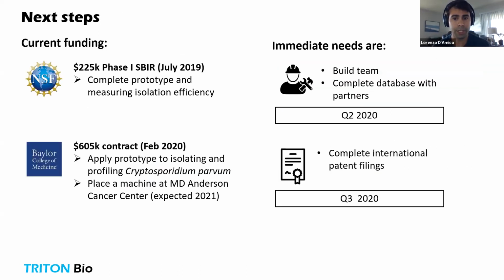And yeah, so thinking about our next steps. Right now we have funding from the National Science Foundation. That's really to do some of the engineering work and some preliminary testing with different lab isolates of microbes, focusing mostly on bacteria right now. And then we also have a contract with the Baylor College of Medicine to use our prototype system to evaluate Cryptosporidium parvum that is infecting patients who are immunocompromised. It's a partnership actually with the MD Anderson Cancer Center in Houston.